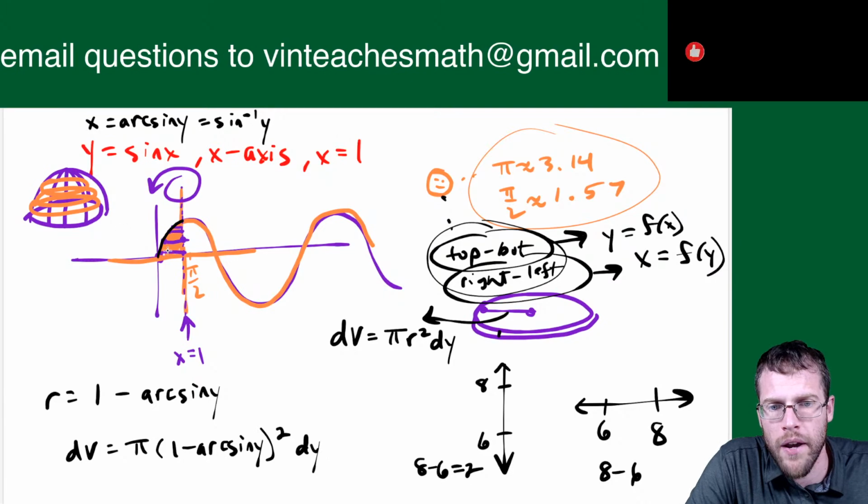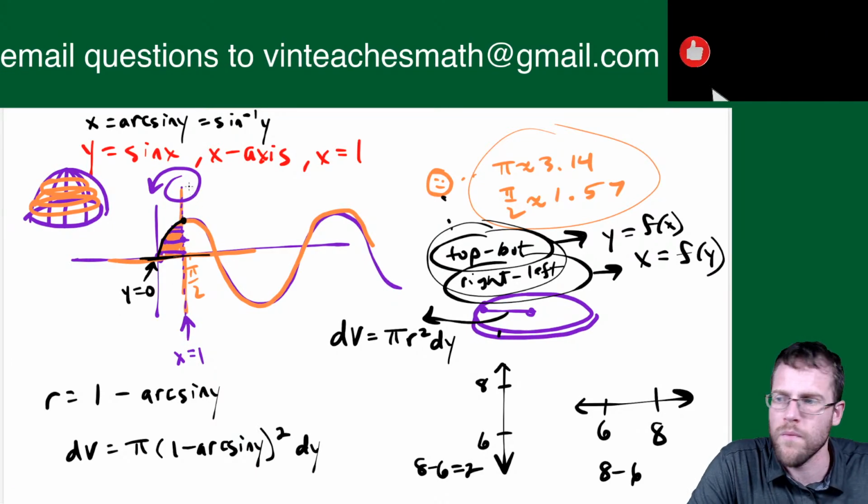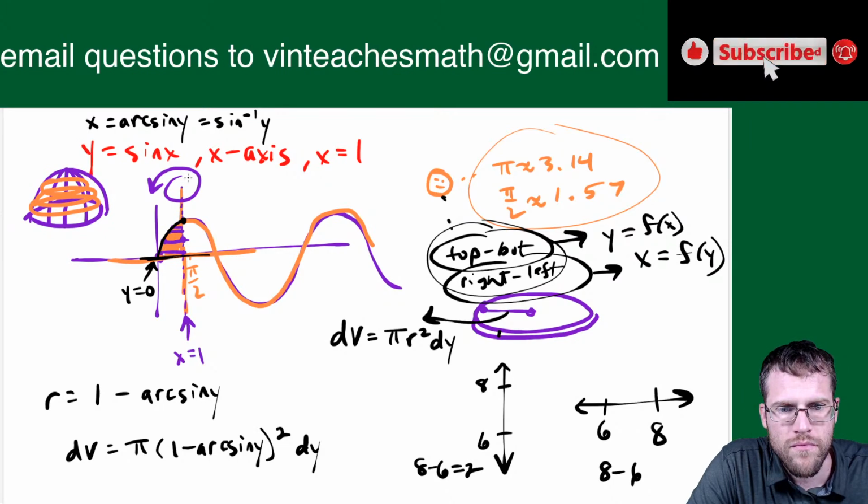All right, but now we need boundaries for this. Well, let's go to the x-axis. So at the x-axis, that's a low point of y equals 0. And then here, what we have to know is this is when x equals 1.